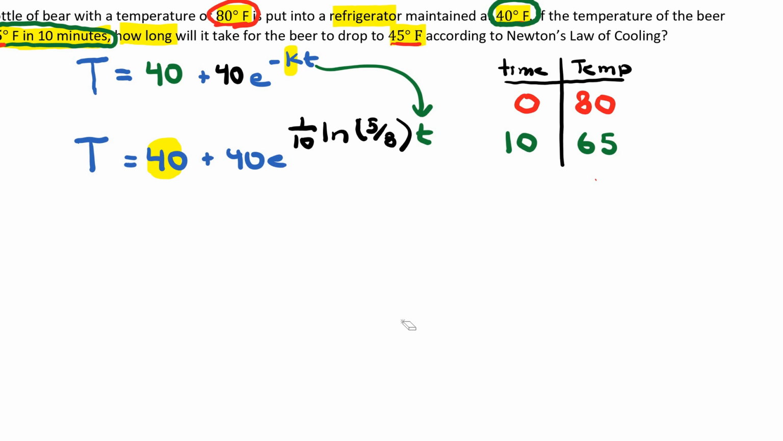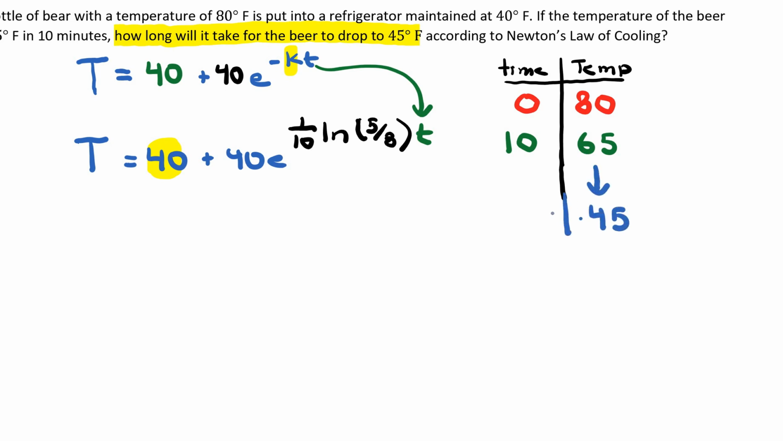And finally, what we need to do in this particular problem is, if I read the instructions again, we want to find out how long. So I'm going to erase all of this now. The final part of this question is asking how long will it take for the beer to drop to 45 degrees Fahrenheit. So the temperature is now going to drop down to 45 degrees Fahrenheit, and I want to find out how long that's going to take.